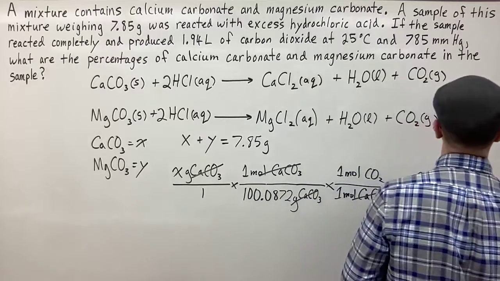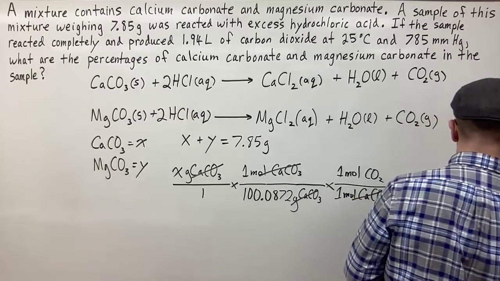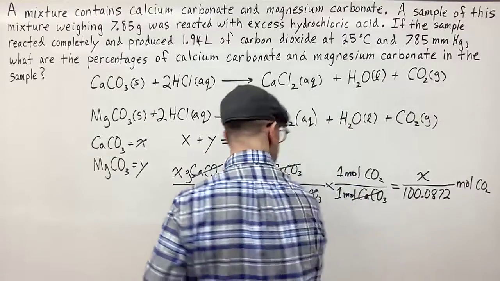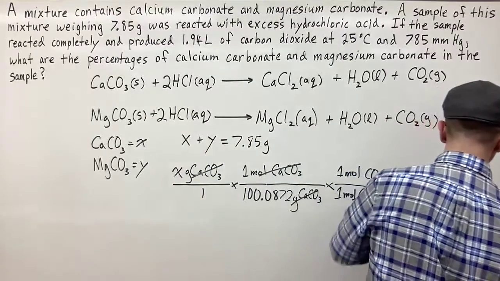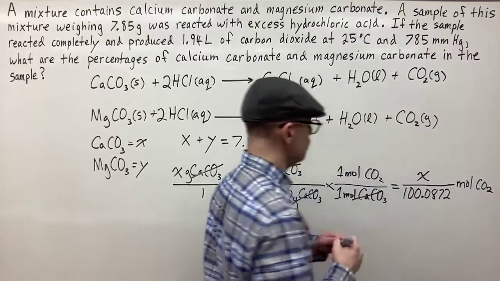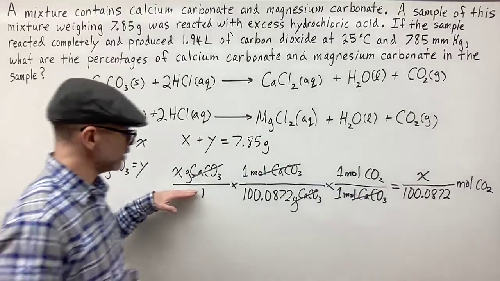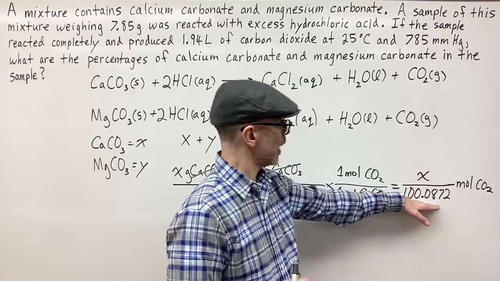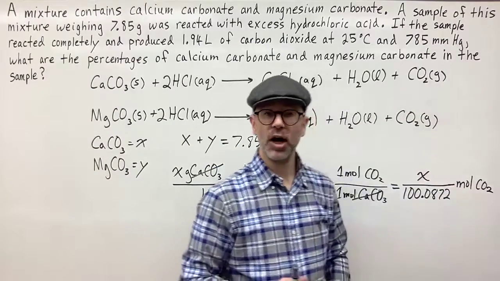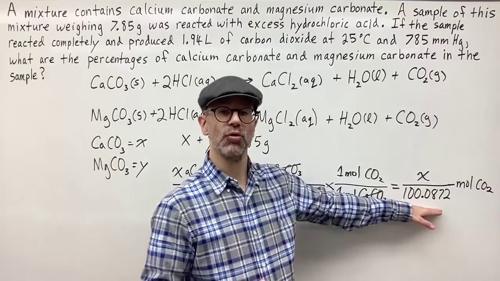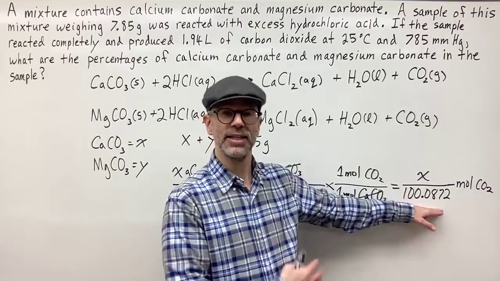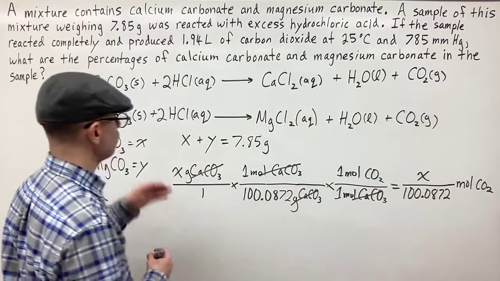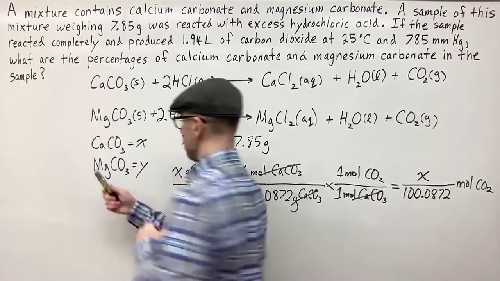And that's going to be moles CO2. Oops, should write that better. Moles of CO2. So from x grams of calcium carbonate, I got x over 100.0872 moles of carbon dioxide. So I now have the number of moles of carbon dioxide in terms of x from the calcium carbonate that was in my mixture. Now I can do the same thing for my magnesium carbonate.